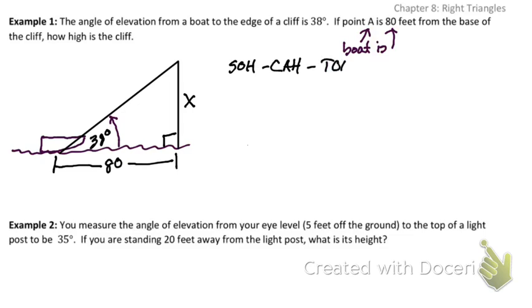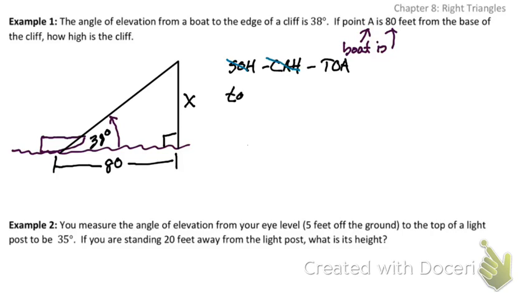And TOA. That stands for: sine is opposite over hypotenuse, cosine is adjacent over hypotenuse, and tangent is opposite over adjacent. Well, if we look carefully at our drawing, we don't know anything about our hypotenuse. We don't know this length, so that means we're not going to use sine or cosine; we're going to have to use tangent.